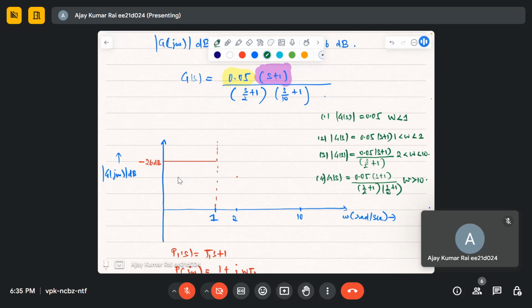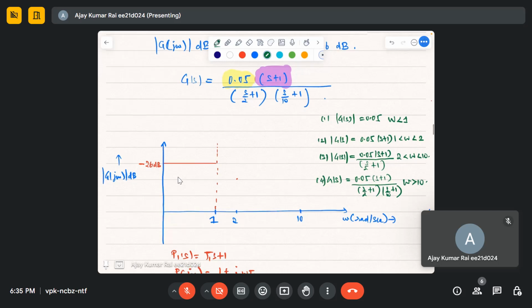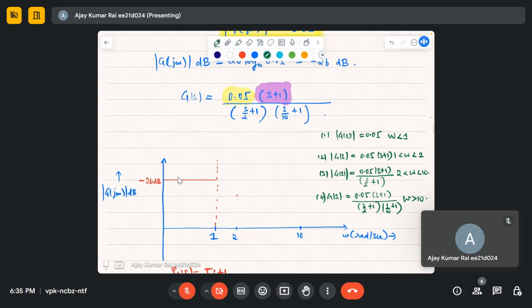In the first region, only 0.05 is contributing. The contribution is minus 26 dB that we have calculated. In region 2, from 1 to 2, what is happening? 0.05 and s plus 1 will contribute. So what is the contribution by s plus 1? The magnitude will increase, right? By the slope of plus 20 dB per decade.